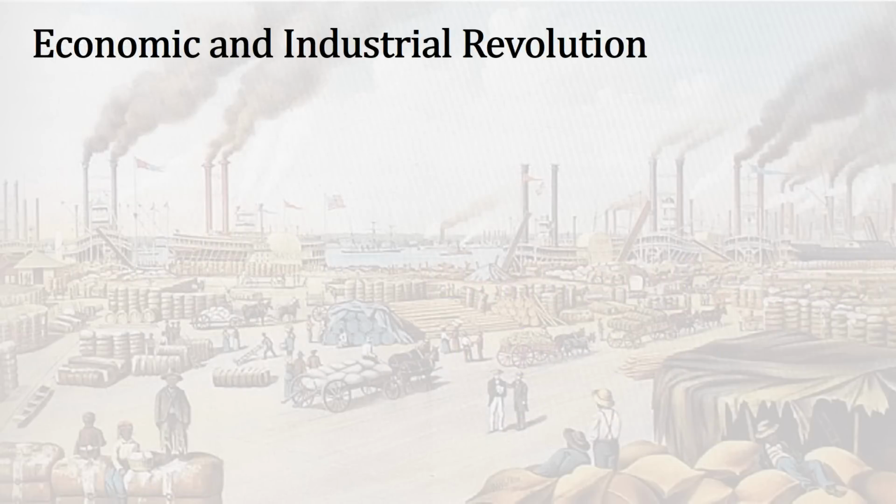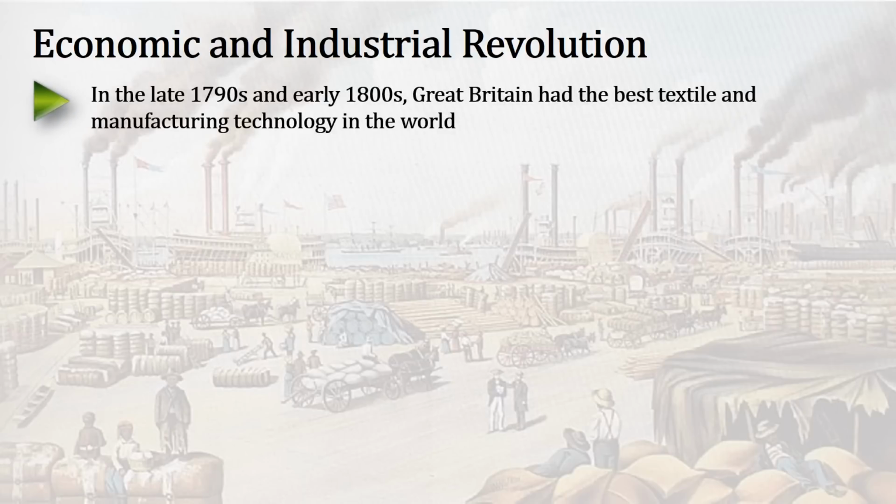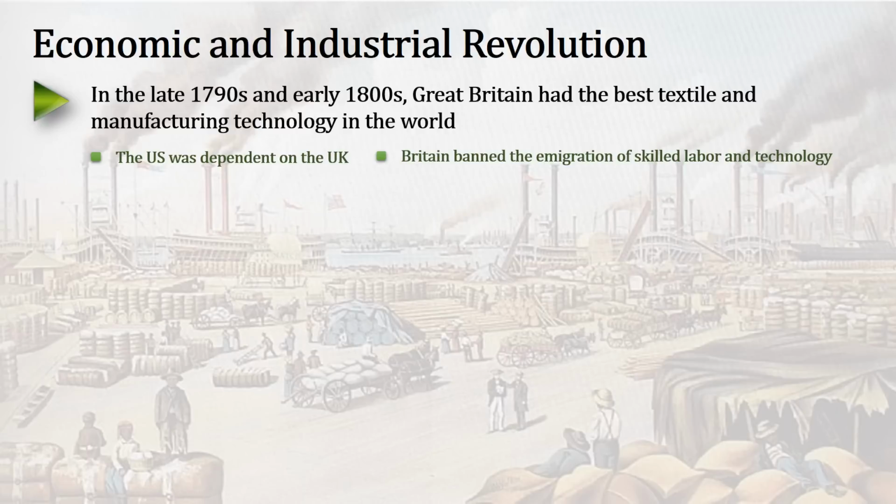And so the first thing we want to talk about is the beginnings or the origins of the market revolution or the industrial revolution. It was not in the United States, but it was across the ocean with Great Britain. In the 1780s and early 1800s, Great Britain had the best textiling and manufacturing technology in the world. In fact, you can trace the beginnings of the Industrial Revolution to Great Britain and the British Isles. The United States was almost entirely dependent on Great Britain for its manufacturing products.